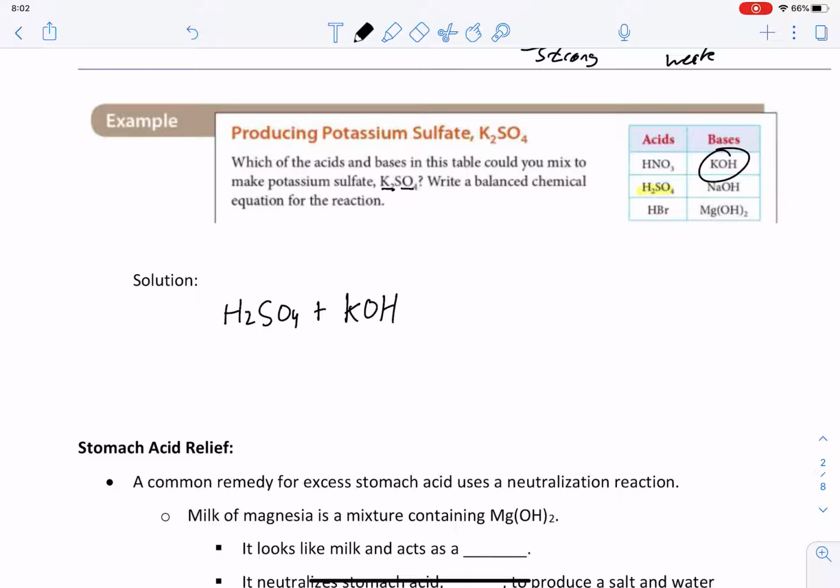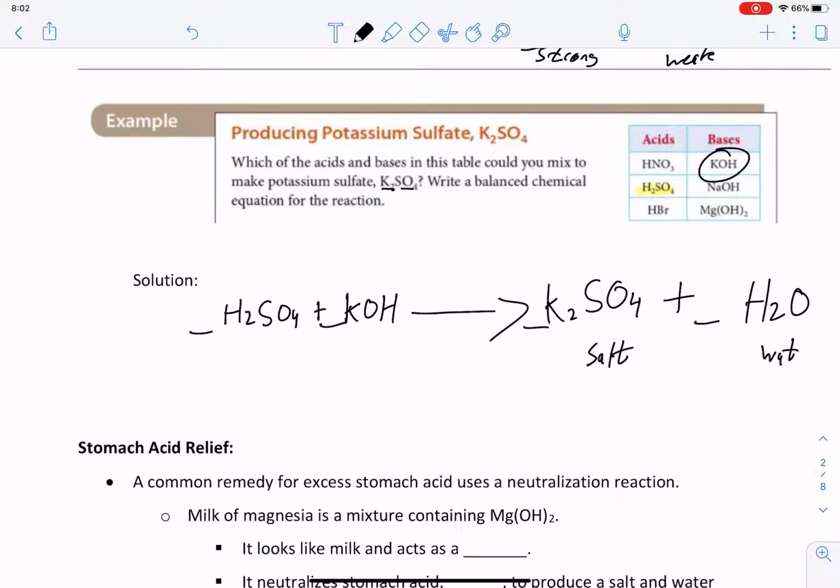And leave some room for coefficients as we write the chemical equation. So we know one of the products has to be potassium sulfate, K2SO4. And we could reason out what our other product is based off of the reactants, but we also know this is a neutralization reaction. So we know always we're going to get a salt and a water, H2O.